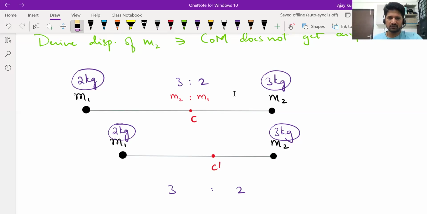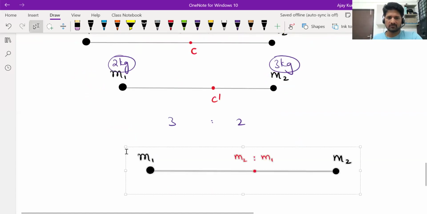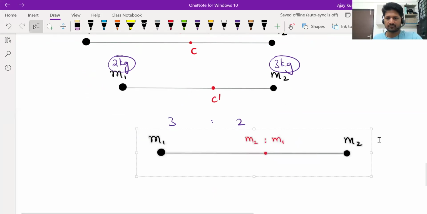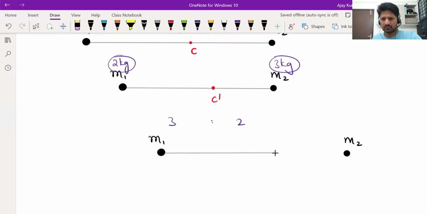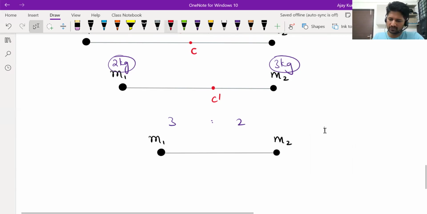Okay, if they come even closer, see, this visualization is important. That's why I didn't start solving the problem mathematically. You should first imagine how the center of mass moves. If they come even closer, even now the center of mass should maintain that ratio between the two masses. So again 3:2. It moves further to the right.